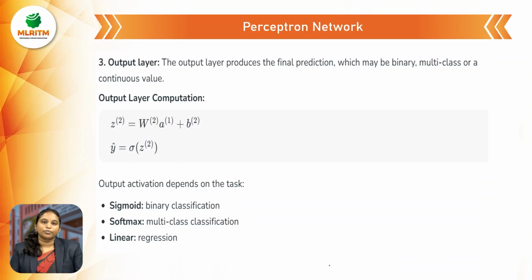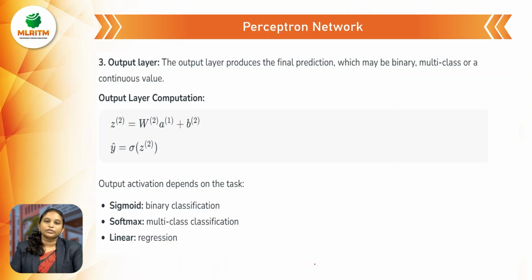The third one is the output layer. After the input layer and hidden layer, this is the third layer, the last layer. From the input layer, the inputs are carried to the hidden layers, and the hidden layers give to the output layer. The output layer gives a final prediction of the values which we carried from the input layer. It can use binary, multi-class, or continuous values.